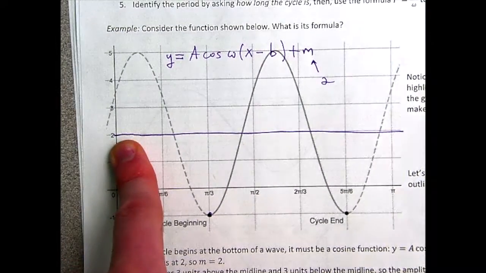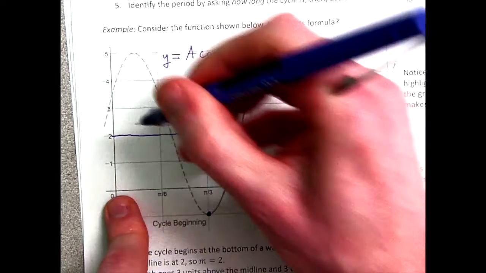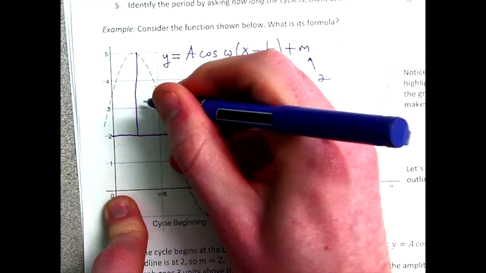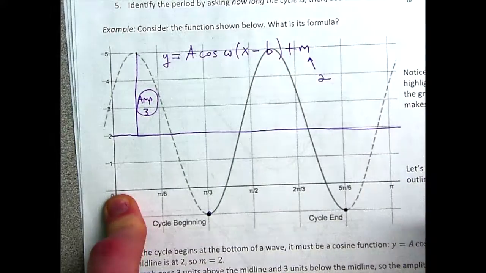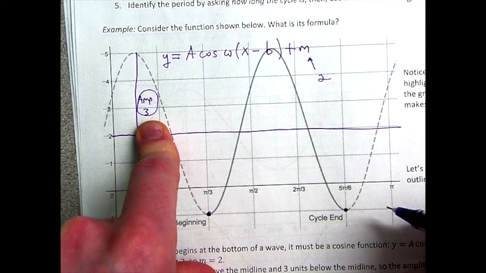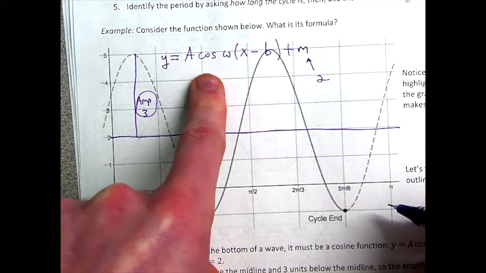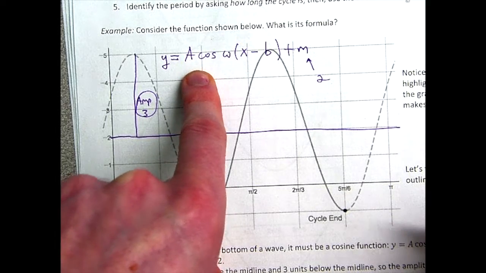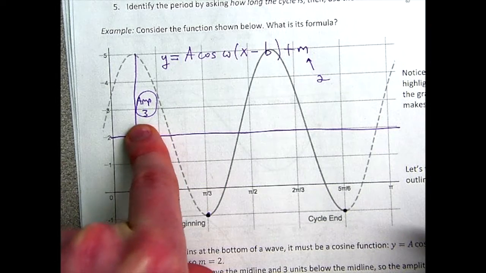Next, we should identify the amplitude. If you remember, the amplitude is the distance from the midline to one of the peaks. What is this distance right here? It looks like 3 units, so the amplitude is 3. But I want to emphasize that that does not mean that a is 3, because the amplitude is the absolute value of a. A could be 3, or it could also be negative 3.